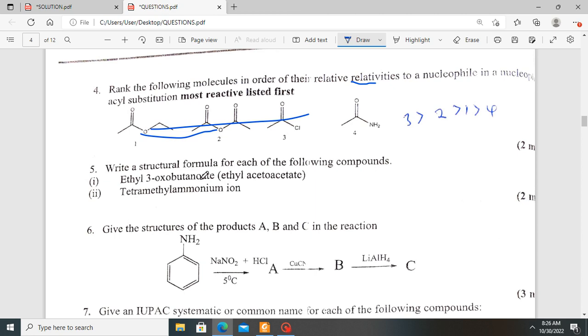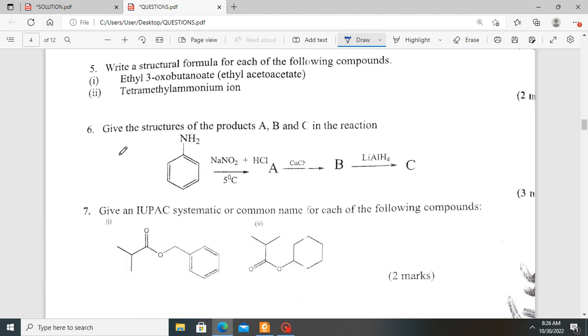Question 6. We have these transformations. We have an aniline with this reagent giving you A, and then B and C. You have to give the structure of the products A, B, and C in this sequence of reactions. Let's see how it goes.